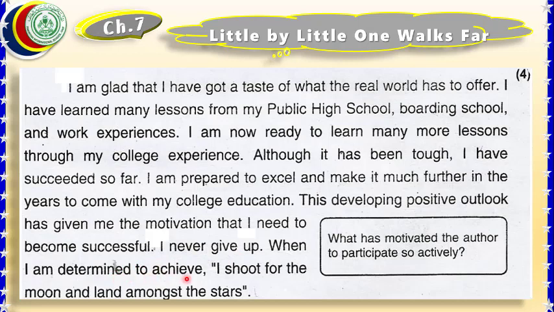When I am determined to achieve, I shoot for the moon and land amongst the stars. This is a quotation. I shoot for the moon and land amongst the stars. If you fix your target very high in the sky, and you could not reach exactly your goal, you will fall around your goal. You will find something like your goal if you are not able to find your goal exactly.